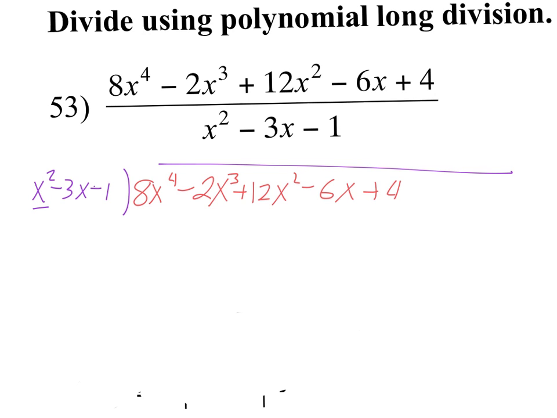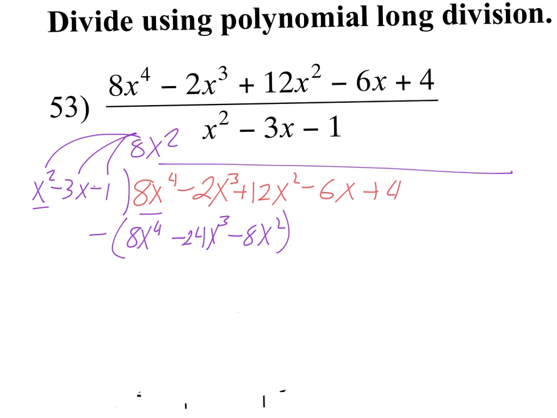To get from x squared to 8x to the fourth, it's going to be 8x squared, which means I get 8x to the fourth minus 24x to the third minus 8x squared. And then if I go to subtract those, I get 0. I get 22x to the third, and I'm going to end up with 20x squared. Probably bring down my minus 6x just to see if I need that for the next piece.